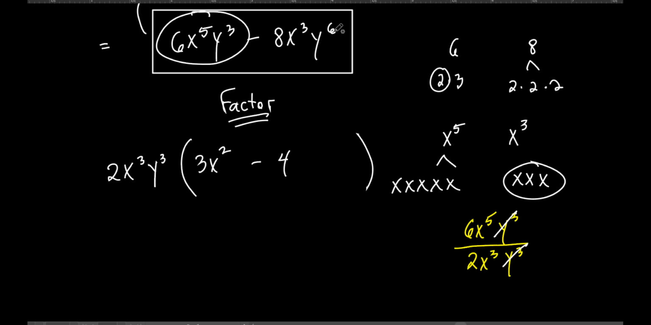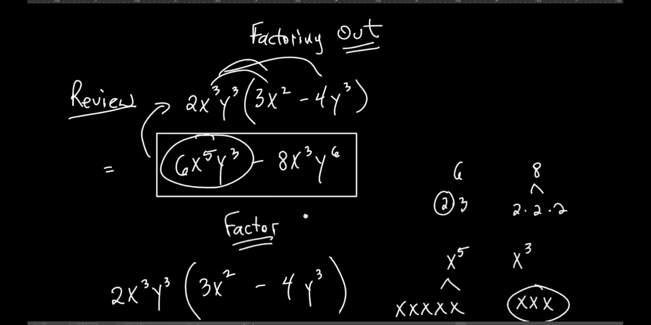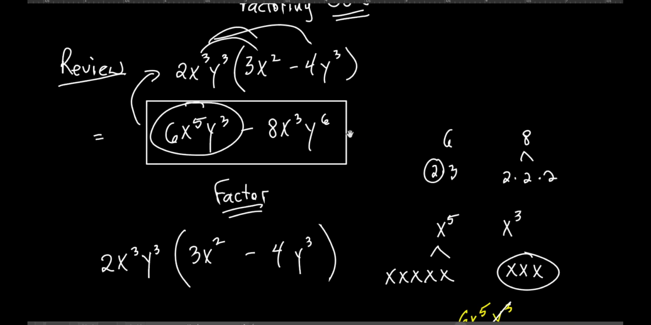I got y to the 6th divided by y cubed. What is that? Y cubed. That's right. How did I get y cubed? I do what to the exponents? Subtract them. 6 minus 3 is 3. That's my answer right there. That is factored. And let's take a look. Does that look like that? Absolutely. Do you see what we did?